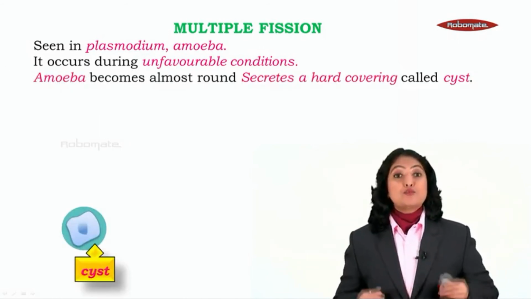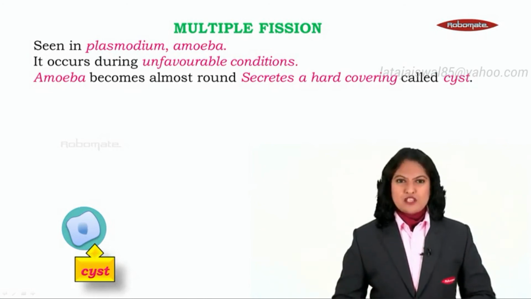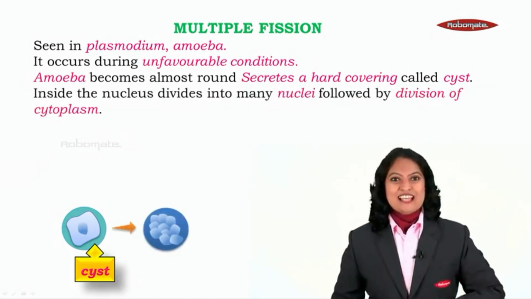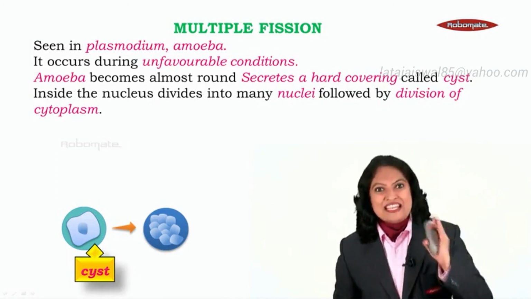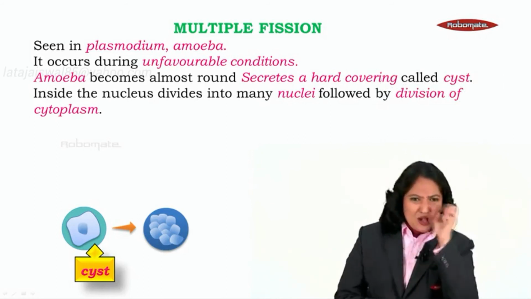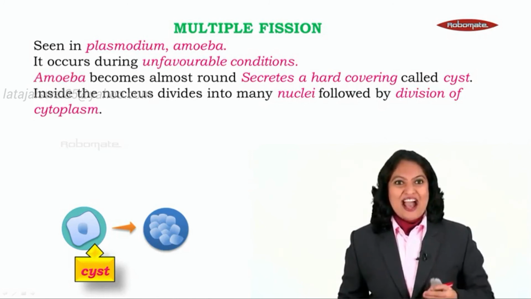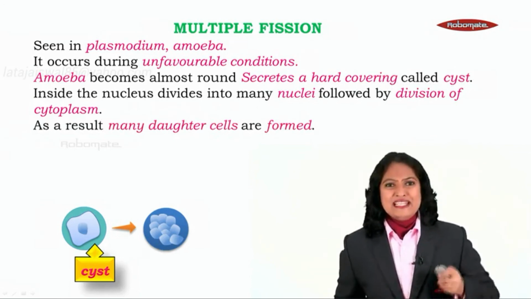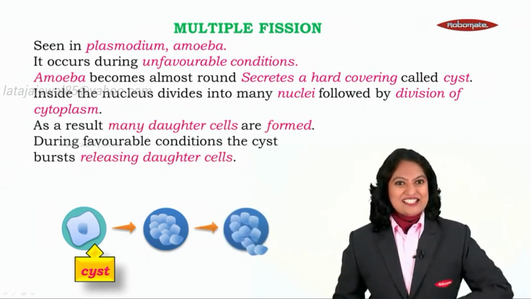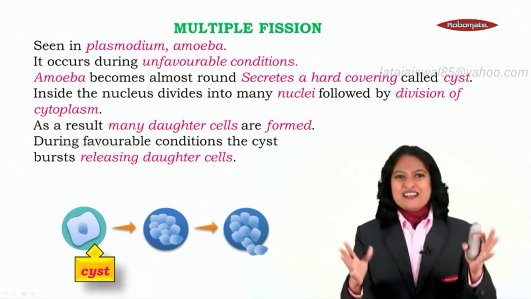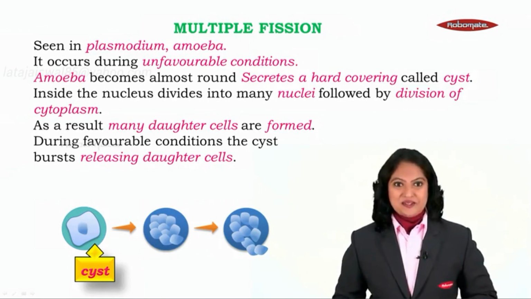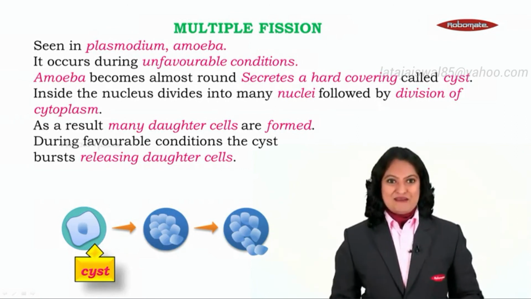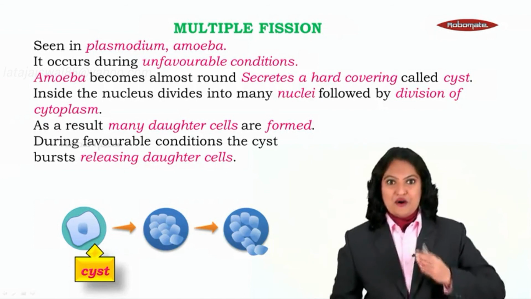During unfavorable conditions, to protect its own cell, it develops a tough, hard covering called a cyst around itself. Inside this cyst, the nucleus divides into many smaller nuclei. Each nucleus pulls a part of cytoplasm towards itself and gets divided into many daughter cells. So simultaneously, many new daughter cells are formed. And when the conditions are favorable, the cyst bursts and releases all the daughter cells into the environment. With this amazing technique, even during unfavorable conditions, amoeba is able to survive and produce new organisms.